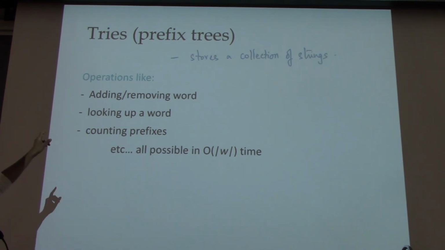Right, so this is a structure that stores a collection of strings. And what might you want to do with this? Okay, so one example is you might want to add or remove a word, and this should be doable pretty quickly. Right, so if you have a new word you want to add to the dictionary, you should be able to do it quickly. Okay, so this should be doable easily.